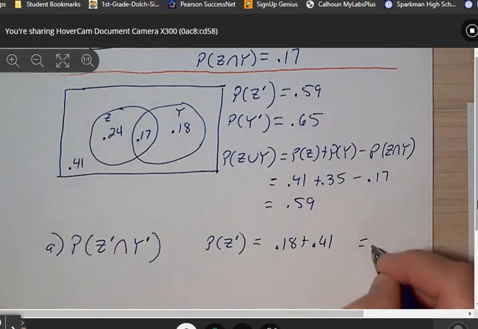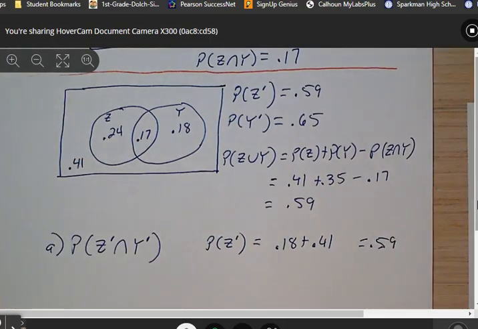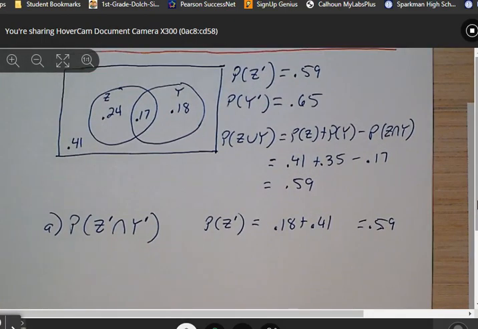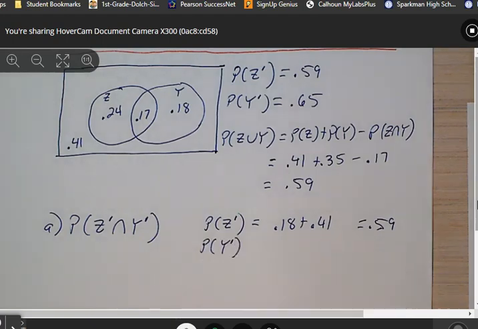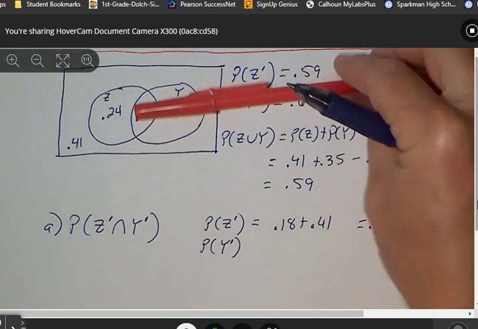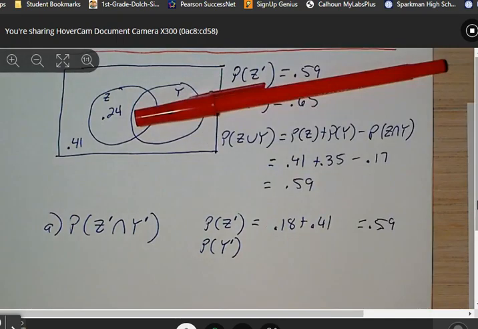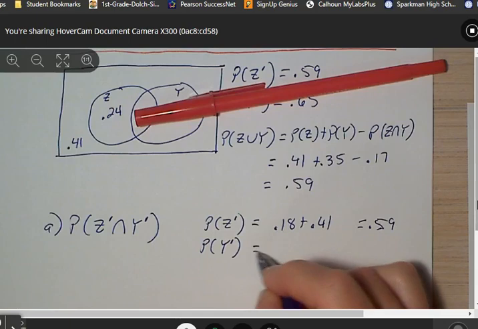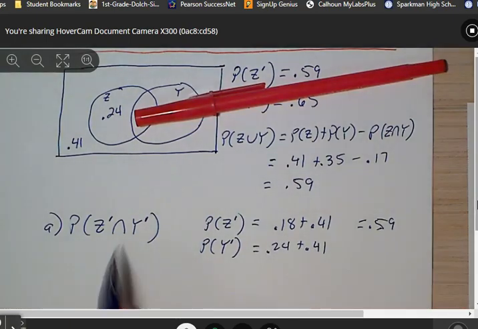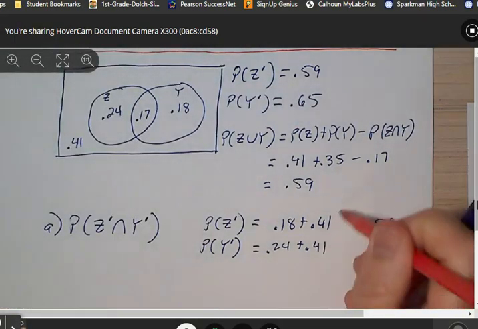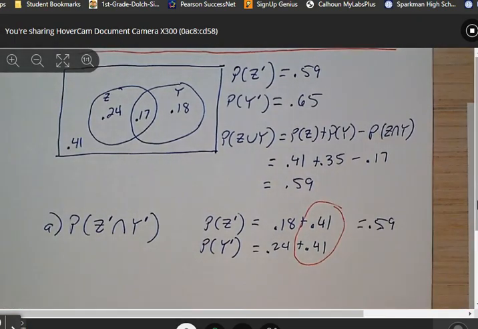And if you want to put the total at the end, you can do that if you want to. But because we're talking about intersection, we're not really worried about this. We'll do the same thing for y prime, because we're trying to find out what these two things have in common. Well, if this is y, and we cover up what's in y here, that's going to leave us with 0.24 and 0.41. And since we're looking for what they have in common, there's what they have in common.